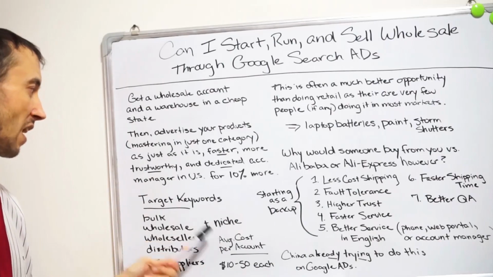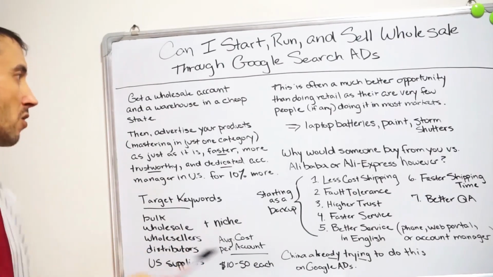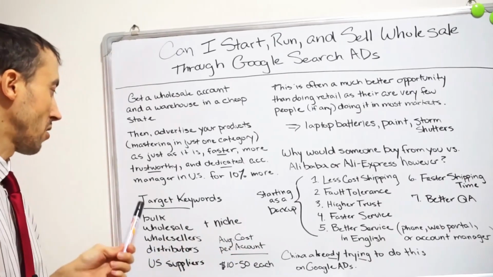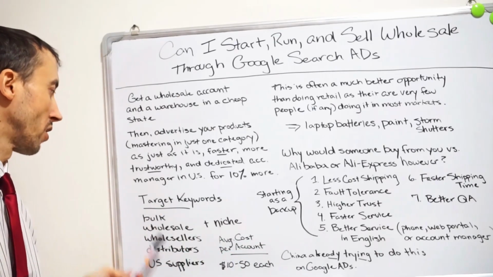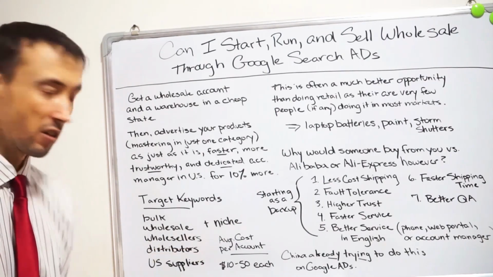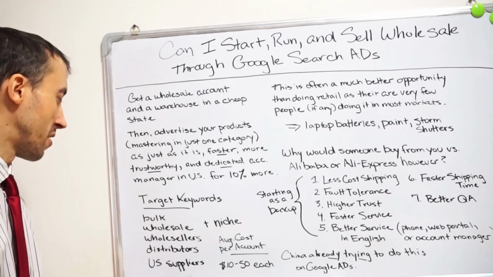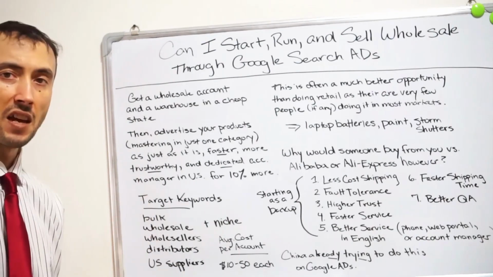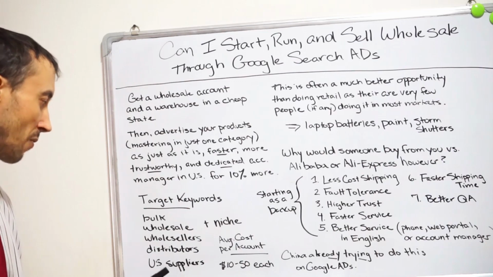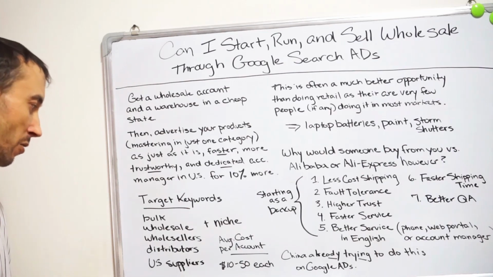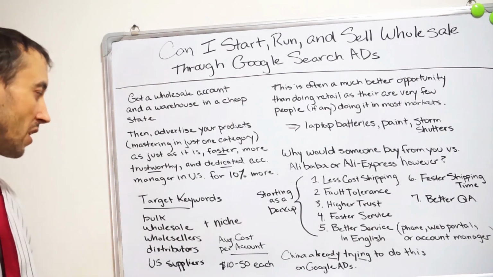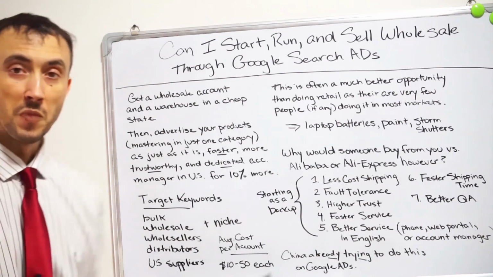And so you advertise, basically, and all you have to do if you were doing storm shutters is bid on Google Ads: storm shutters bulk, storm shutters wholesale, storm shutters wholesalers, storm shutters distributors, storm shutters sellers, US suppliers, or insert the name of your country if it's not the US, if it's Holland or France or whatever. And okay, respectively, that's basically all you do.